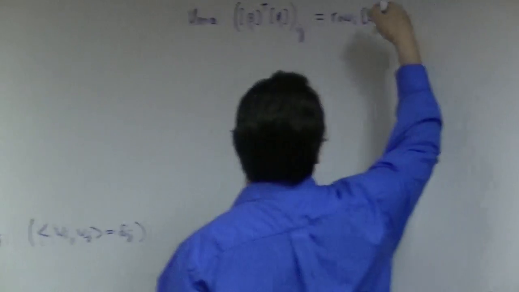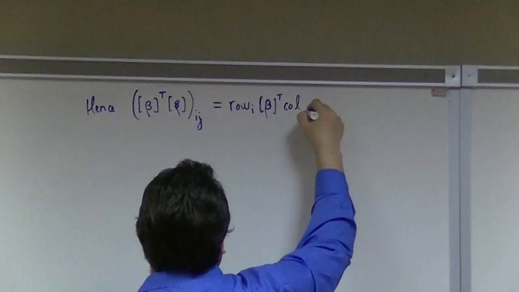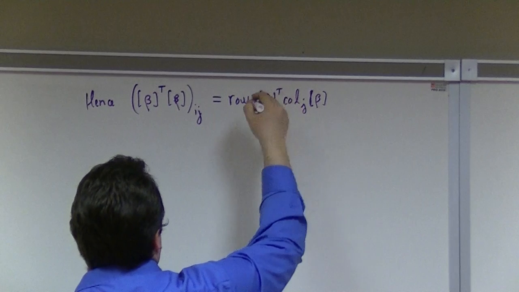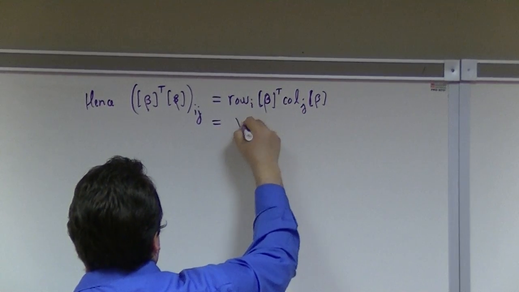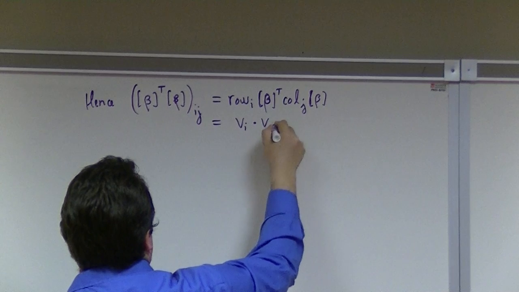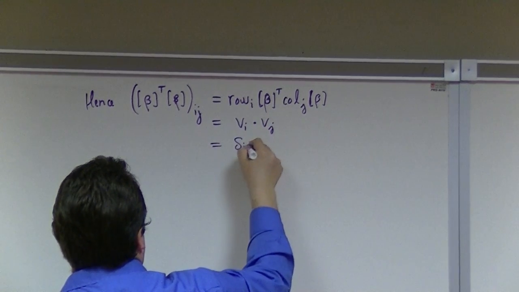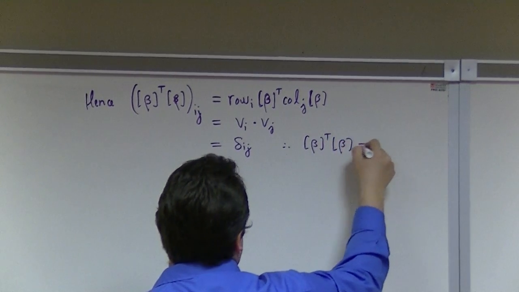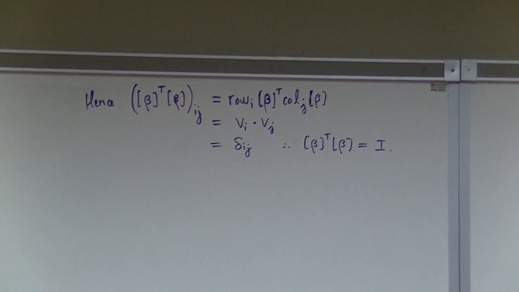I mean, technically it's this times the jth column, right? But what is the ith row of beta transpose times the jth column of beta? That's exactly Vi dot Vj, so we get the Kronecker delta, delta ij. Therefore, beta transpose beta is equal to the identity matrix. In other words, if you have an orthonormal basis, the basis matrix is orthogonal. It satisfies the condition matrix transpose times matrix equals identity.